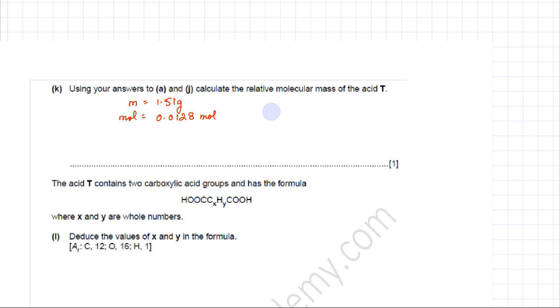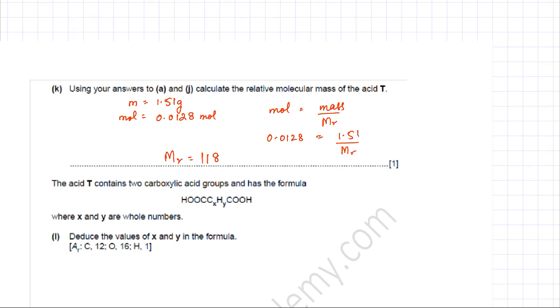So we can use the formula moles is equal to mass divided by the molar mass, which is Mr. And using this formula, we can find the Mr. We know the moles, it's 0.0128. We know the mass as well, which is 1.51. What we don't know is the Mr. So solving for Mr, it's going to become 1.51, rearranging the terms, divided by 0.0128. And the answer that I'm getting is approximately 118. Rounding it off, the Mr is going to be 118.